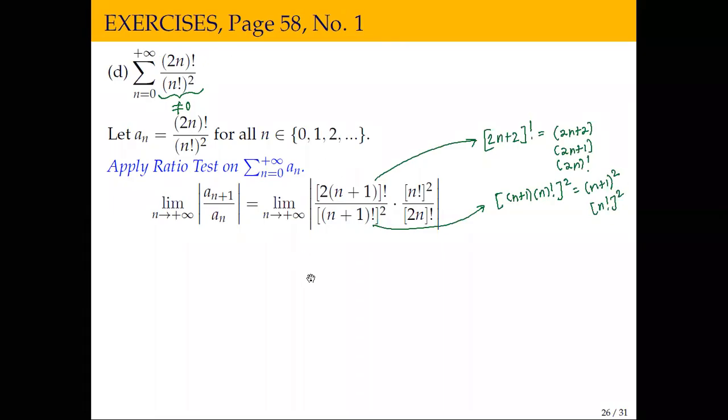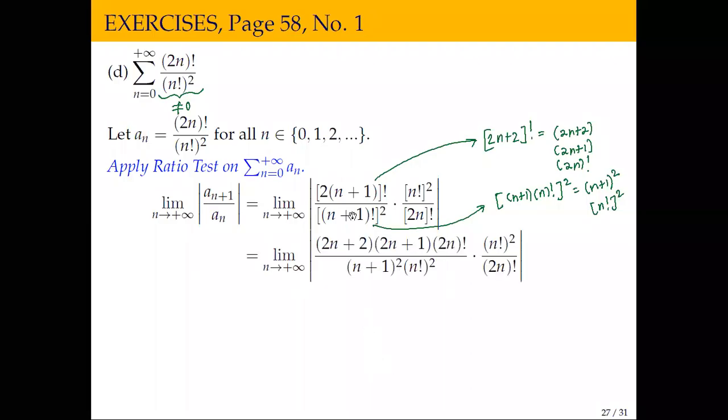Thus, this limit is just equal to the following. So we replace this one over here with this one, and then we replace this one over here with this one. As you can see, you can cancel out n factorial squared in here, n factorial squared in here, 2n factorial in here, 2n factorial in here. And we will be left with 2n plus 2 times 2n plus 1 over n plus 1 squared.